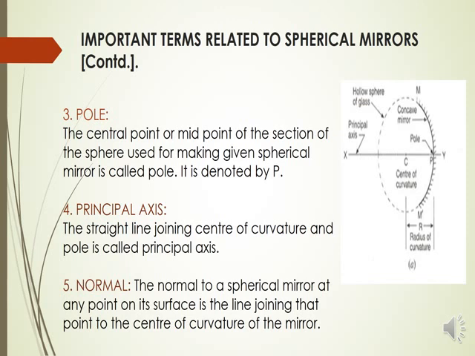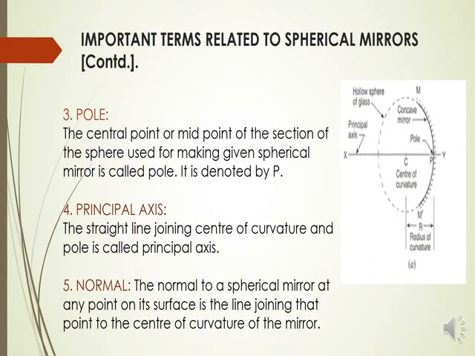Number 4. Principal axis. The straight line joining center of curvature C and pole P is called principal axis. In the figure, the line named XY is the principal axis and this is the straight line which is joining center of curvature C and pole P.